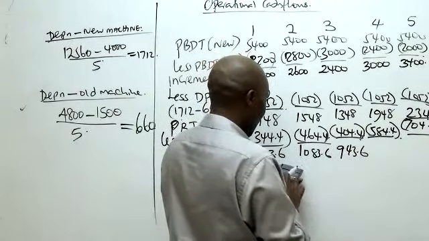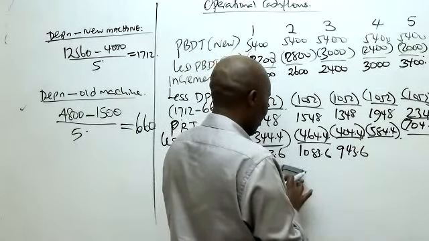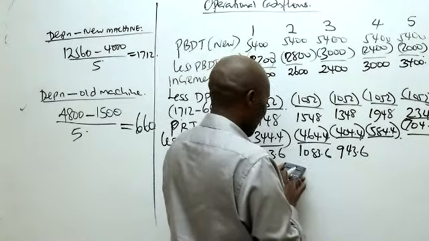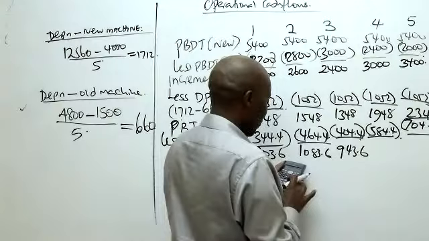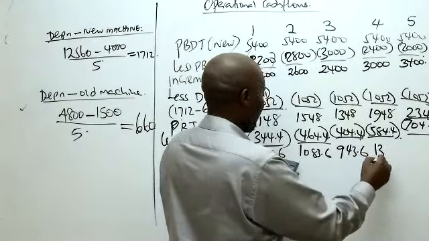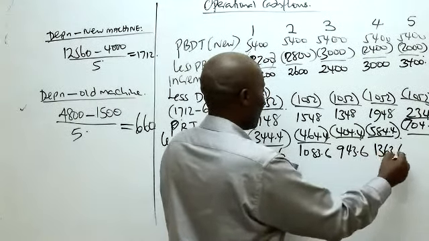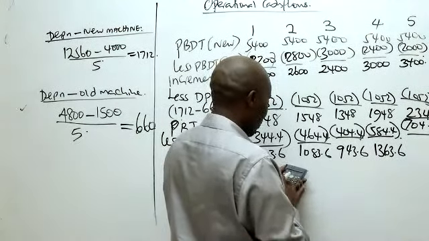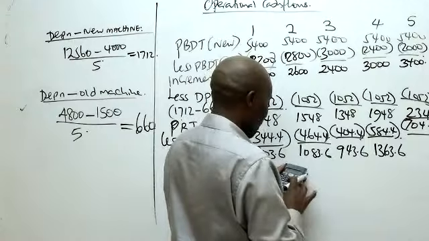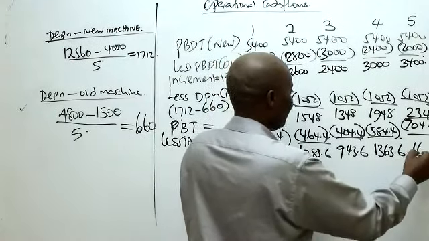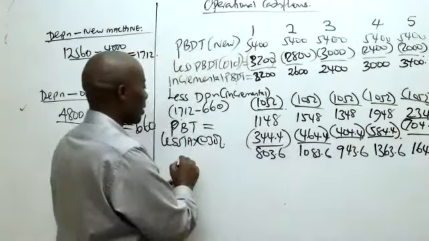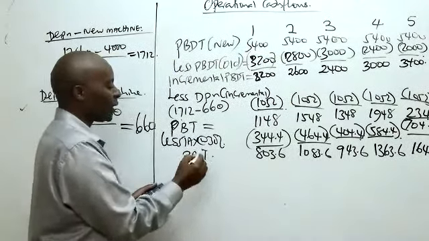Then we have 1948 minus 584.4, which will give me 1363.6. 2348 minus 704.4, which will give me 1643.6. So this represents to us the profits after what year?